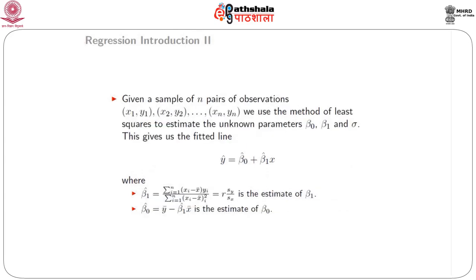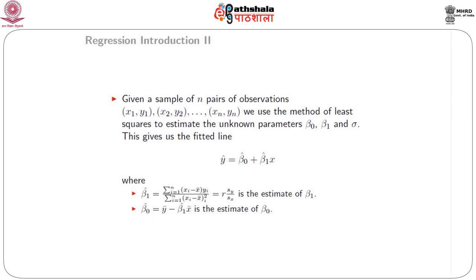So, given a sample of n pairs of observations x1, y1, x2, y2, xn, yn, we use the method of least square to estimate the unknown parameters beta naught, beta 1 and sigma, and this gives us the fitted regression line y hat equals beta naught hat plus beta 1 hat x, where the least square estimates of the two parameters are beta 1 hat equals summation xi minus x bar times yi divided by summation xi minus x bar whole square, or we can see that the numerator of the estimate of beta 1 can be written as sxy, or the covariance between x and y.